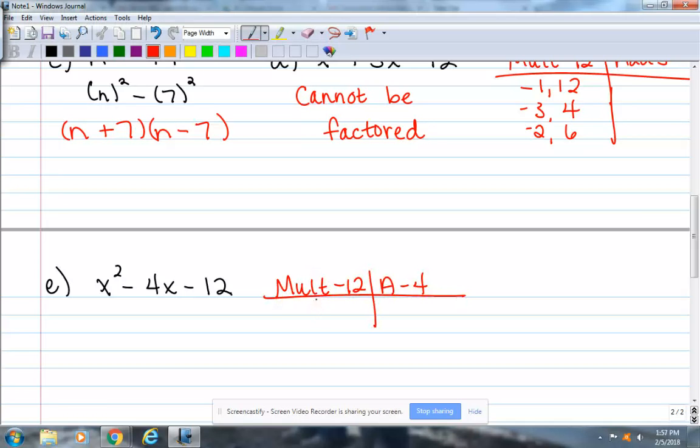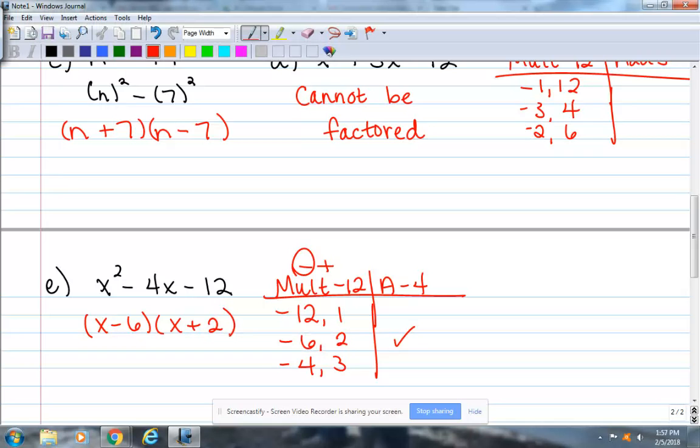What signs do I need? A negative and a positive, and the bigger one's negative. That's right. So it can be like this. Negative 6 and 2, right? So I go straight to my answers. X minus 6 and an X plus 2.